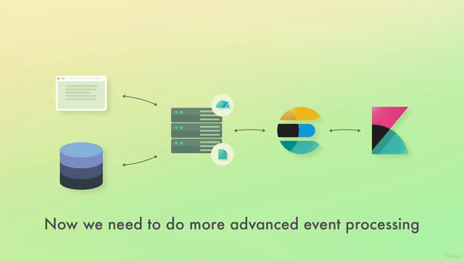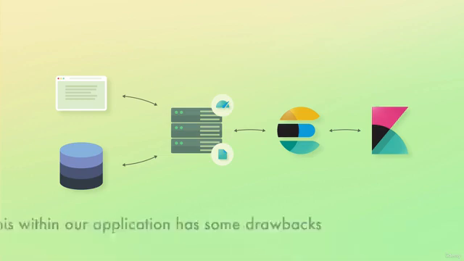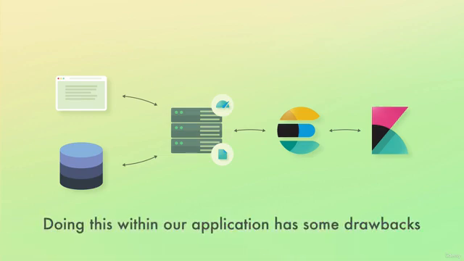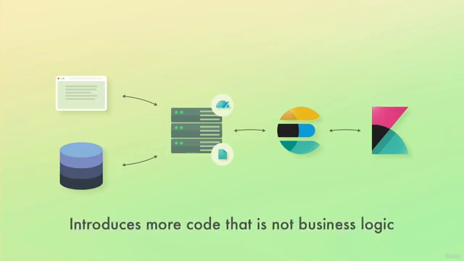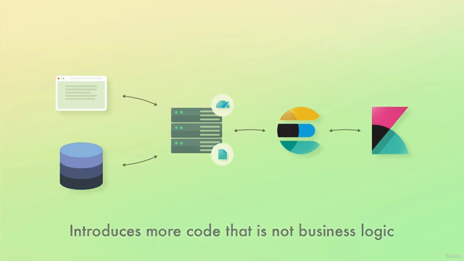But now we need to do more advanced processing of our events, such as data enrichment or whatever the case might be. We could do this within our web application, but this has a few disadvantages. First of all, our business logic code will be cluttered with event processing, and this might increase response times unless we do this asynchronously. Nevertheless, it leads to more code which is not directly related to actually adding a product to the cart, for instance.